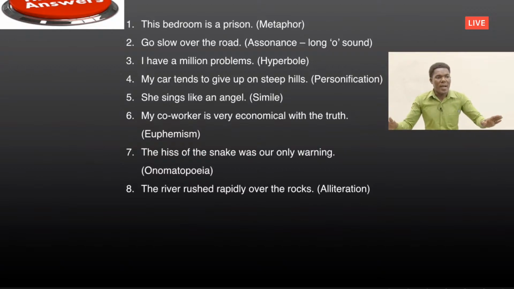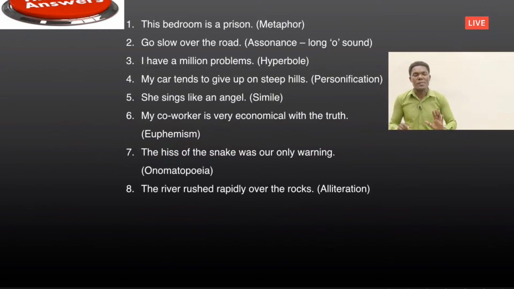But when you say, my car tends to give up on steep hills, if the poet writes like that, what does it do? It makes the poem come alive, right? It makes the words jump off the page and make the poem come alive. So my car tends to give up on steep hills. Personification. Next one. She sings like an angel.